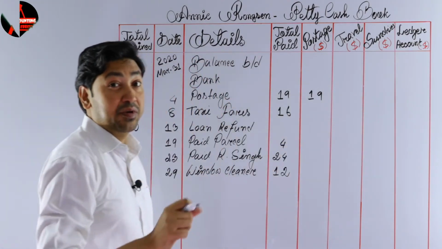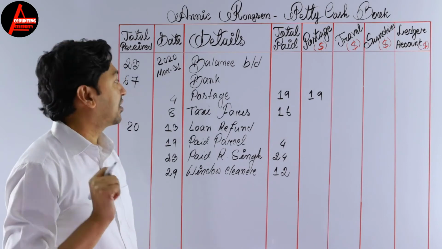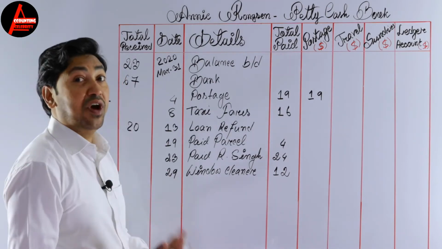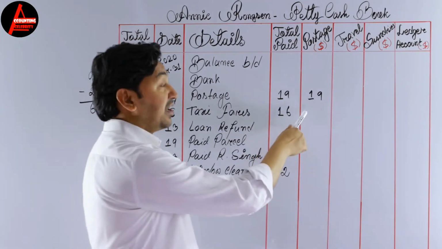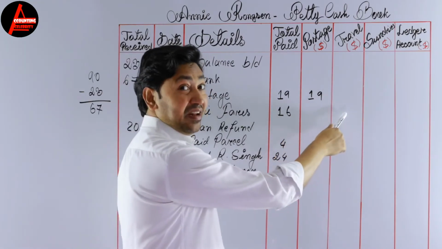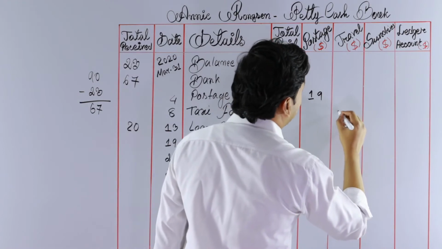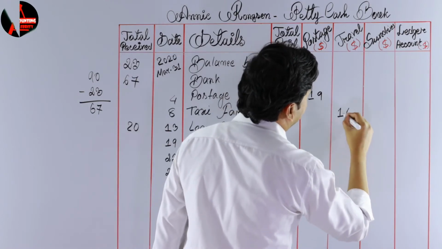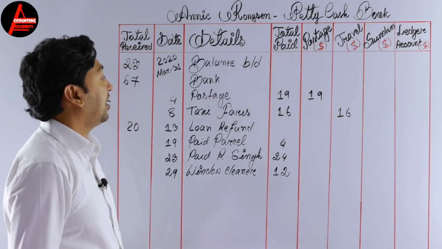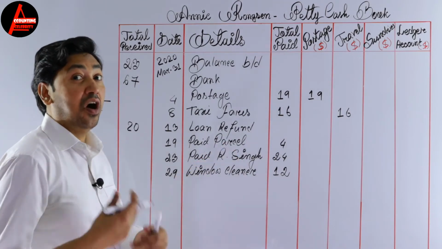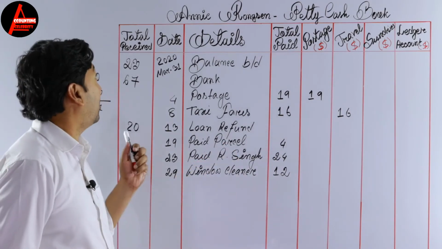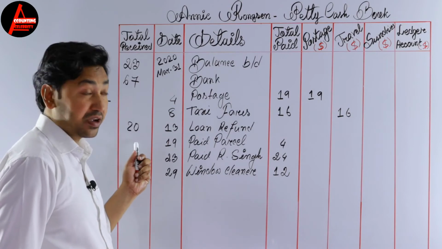Okay, remember the relevant column. Then taxi fare. Where will taxi fare go? Postage? No, travel. Yeah. Okay, so let us write here in the travel column, just copy and paste. Okay, very simple. Then loan refund, I told you all the refunds will come on the receipt column, not the expenses columns.